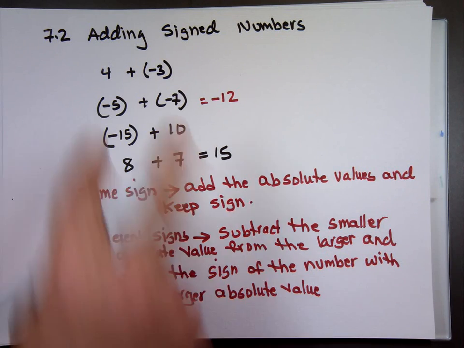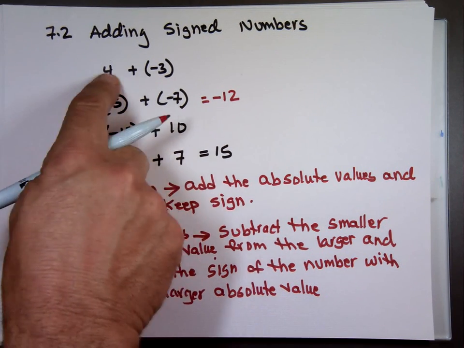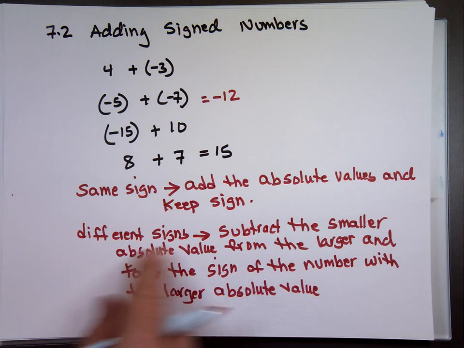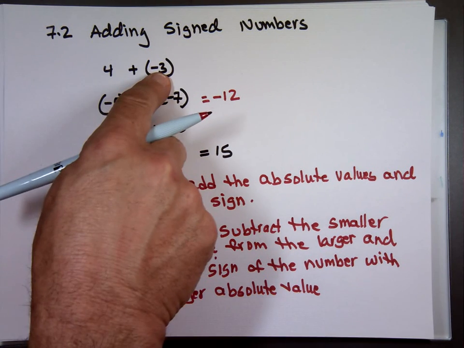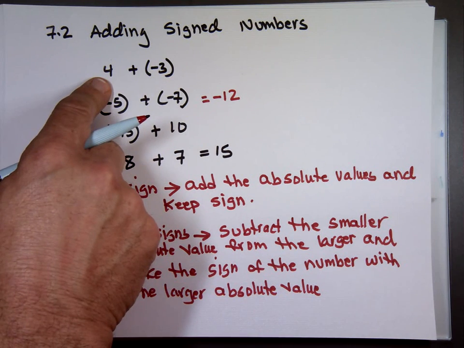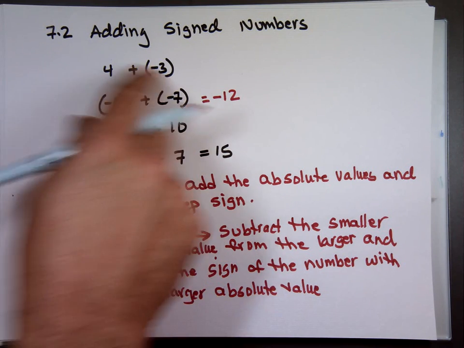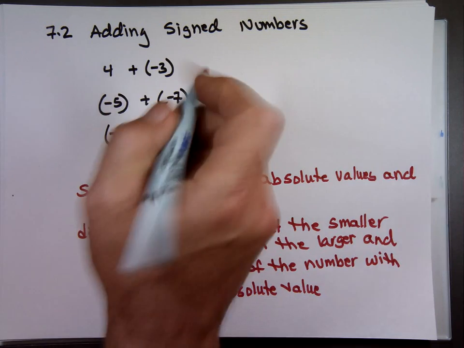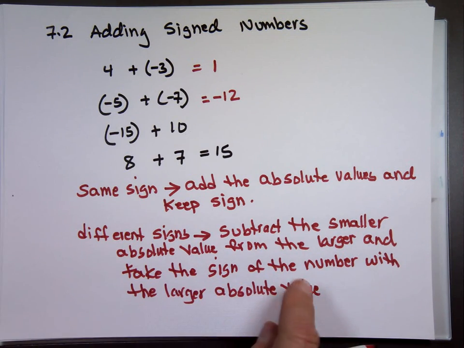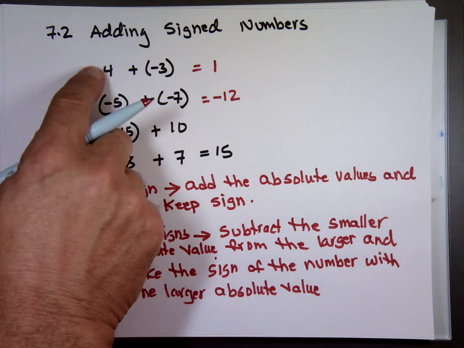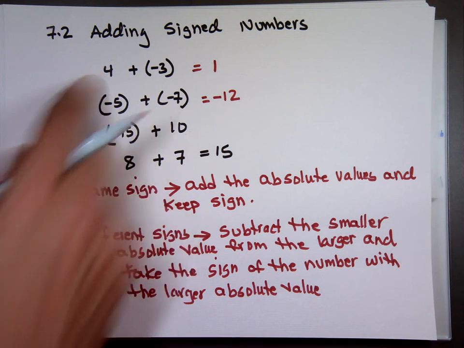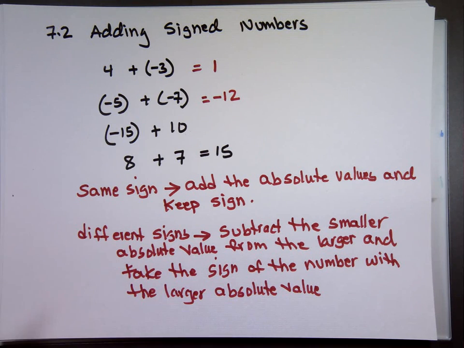So let's look at these guys. These two have different signs. Subtract the smaller absolute value from the larger one. What's the absolute value of negative 3? 3. What's the absolute value of 4? 4. Subtract 3 from 4. What's 3 from 4? 1. And take the sign of the number with the larger absolute value. This one has the larger absolute value. What's the sign of that? Positive.